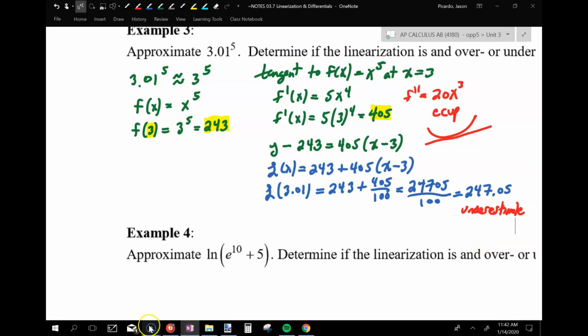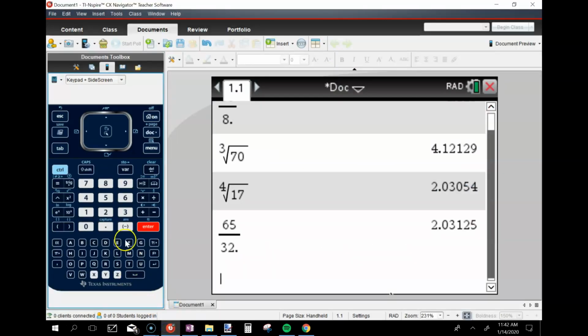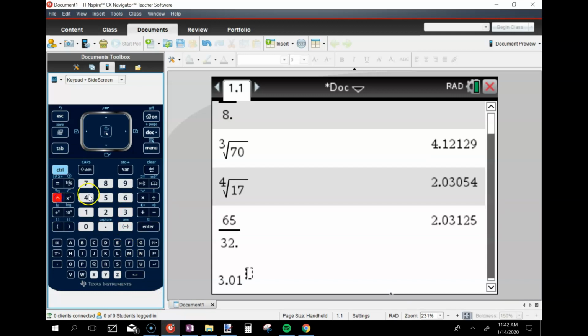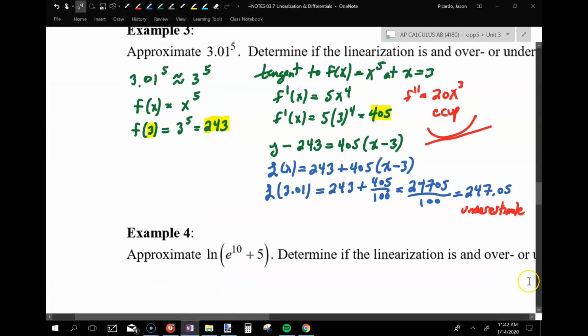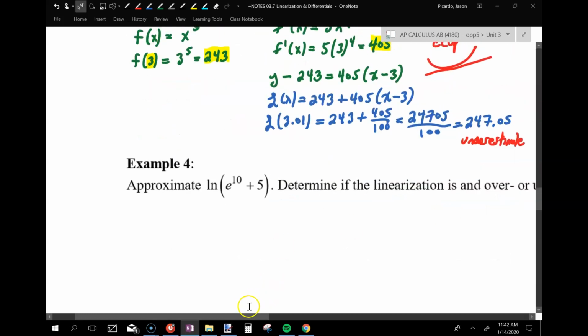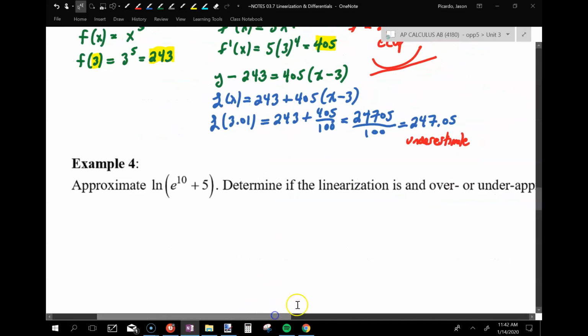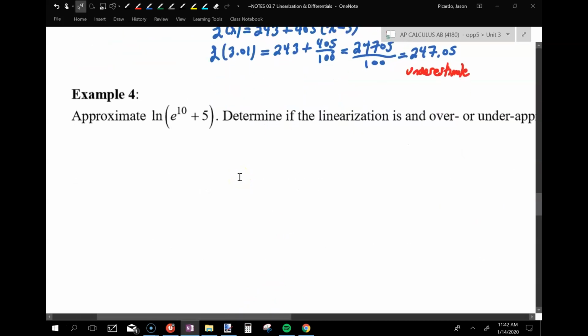3.01 to the fifth is 247.077. We got 247.05. Just a little bit too low. Cool? It's kind of neat, right? Not really. I think it's kind of neat. All right. This one. Approximate this.